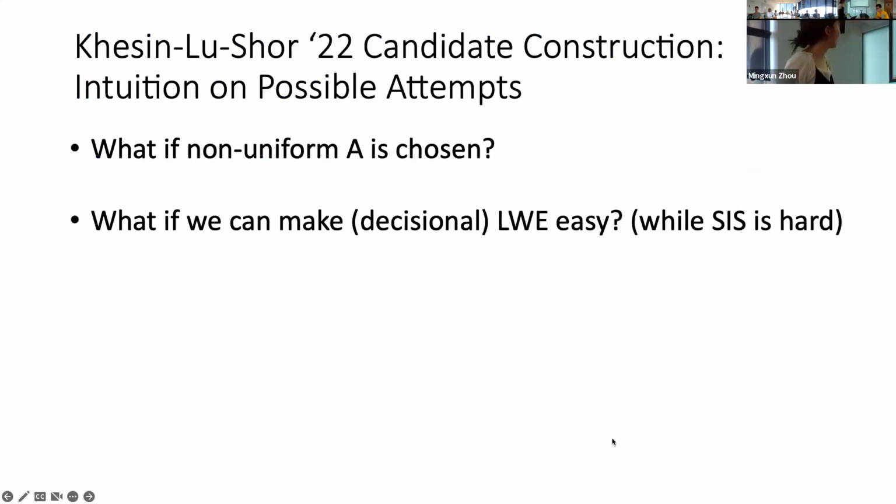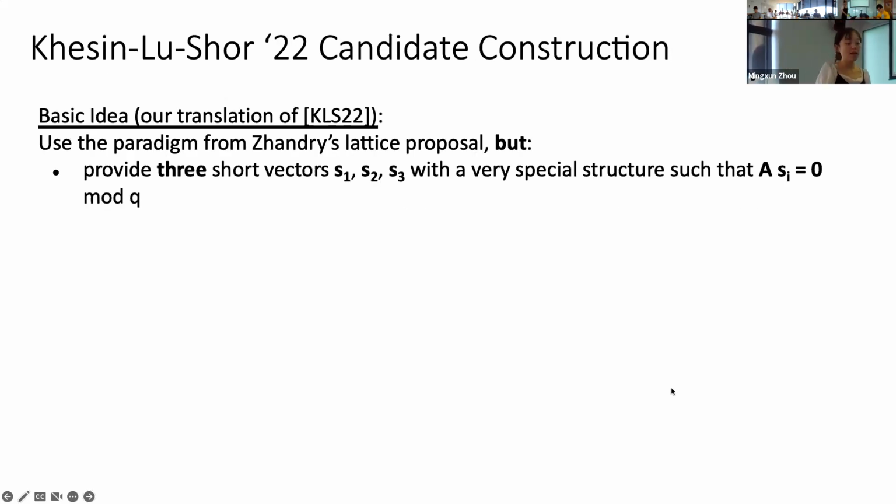And the recent paper by Khesin, Liu, and Shor wants to twist this construction and make it work. So the previous result helps only for a uniform A. What if we don't choose A uniformly? Is there some way we can make decisional LWE work? As we mentioned, we only need decisional LWE for the verification, and we need short vectors for the reduction. What if there are some cases where we can make this work? Their proposal, the high-level idea, is as follows.